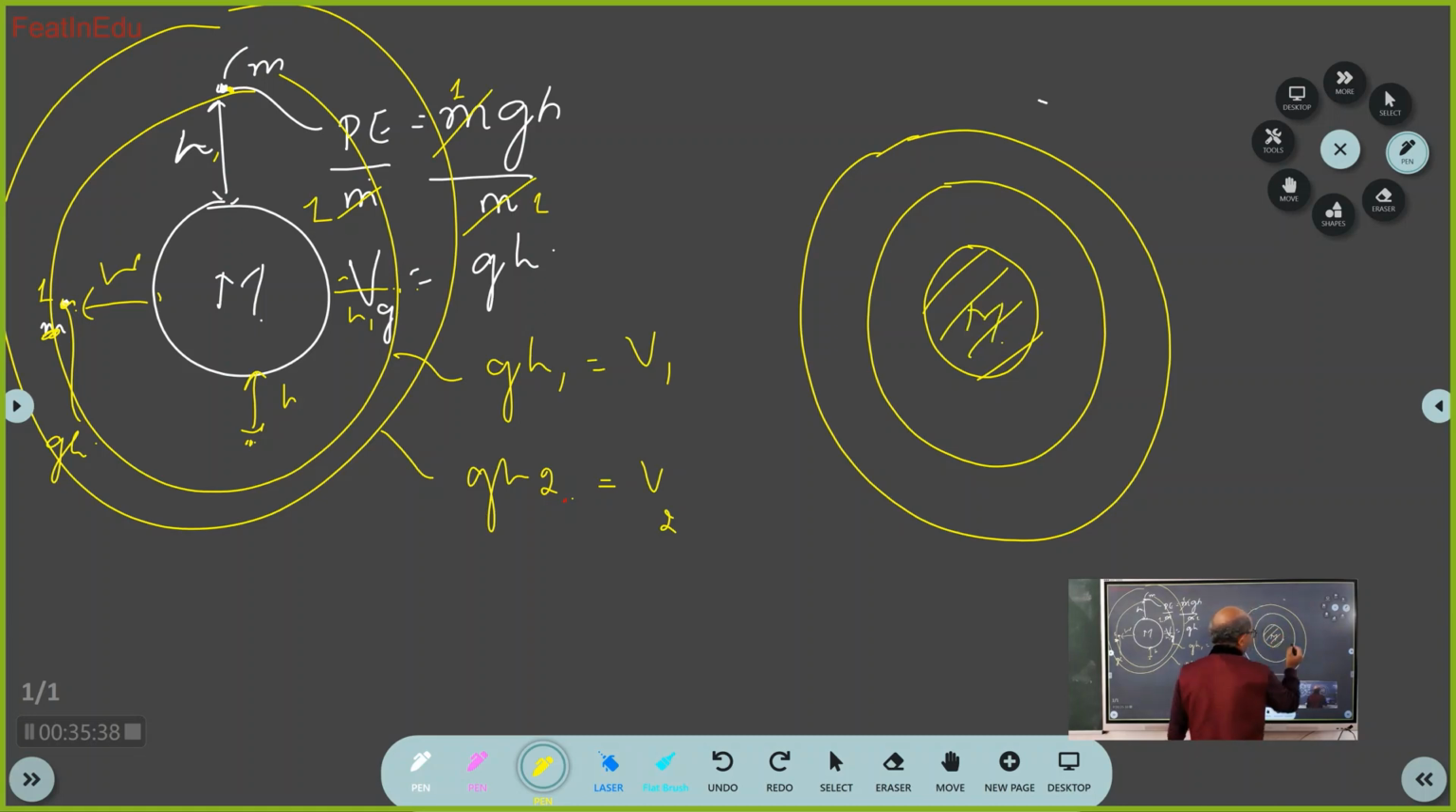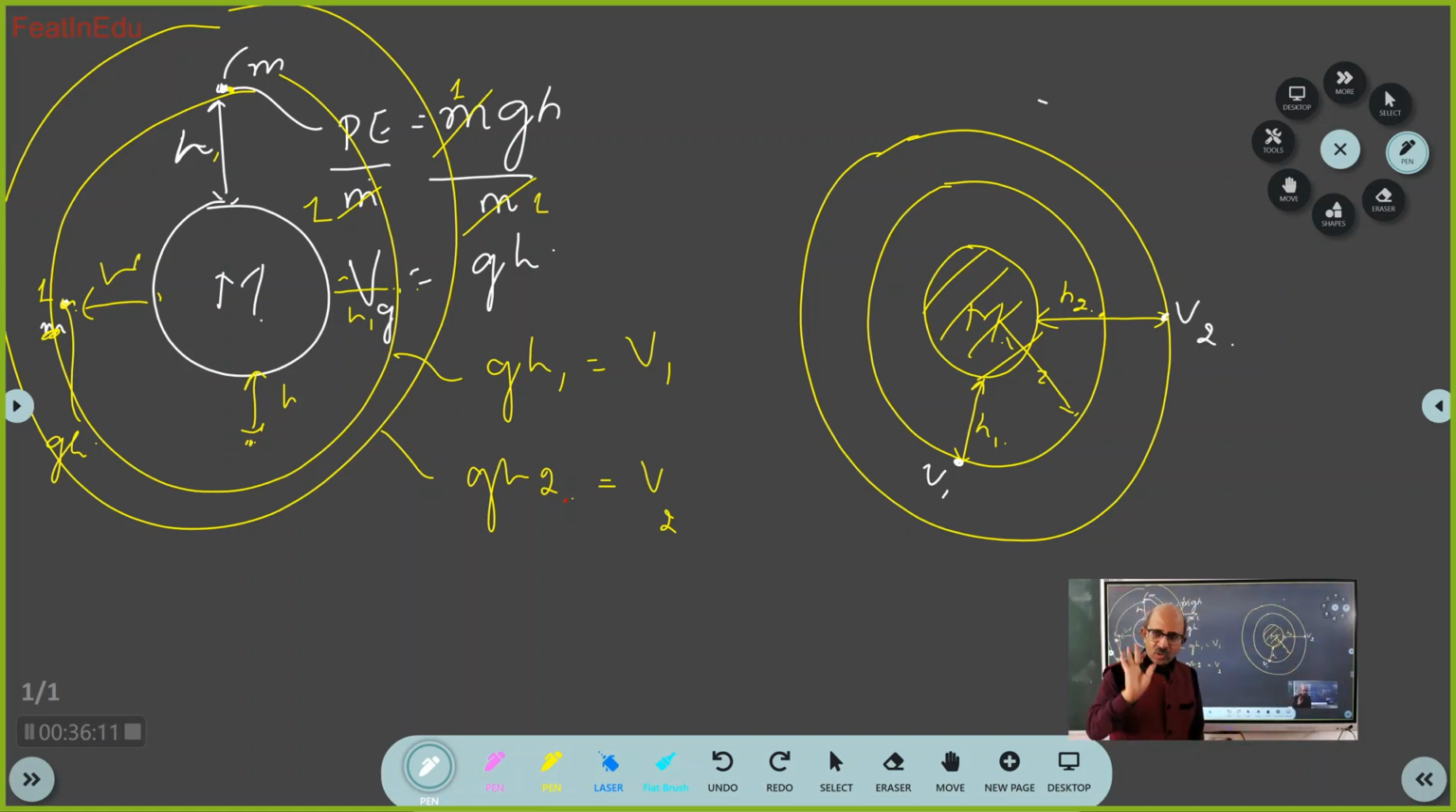This is mass m. This is at a distance. Now this radius is the same. This distance is h, and this distance is h. Now listen here. What is the potential at this point? I will call it V1. What is the potential at this point? V2. Clear? Now use your common sense and science and tell. What is the potential at this point?